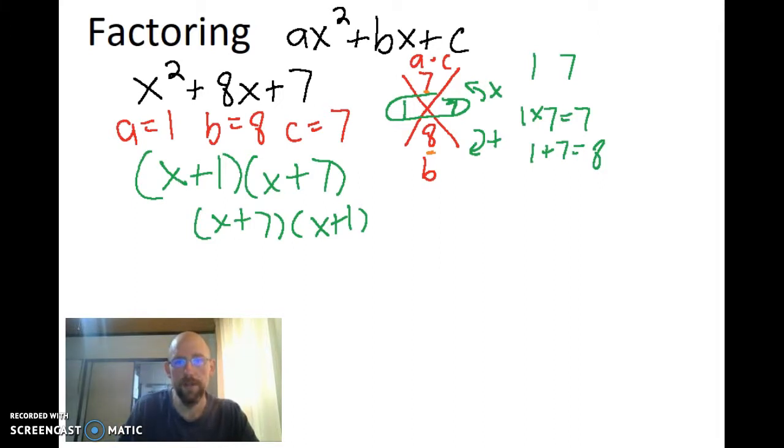However, we do want the x first. So we should have x plus 1. 1 plus x would be okay, but it's just kind of messy. We don't really like that most of the time. We like to have x first.